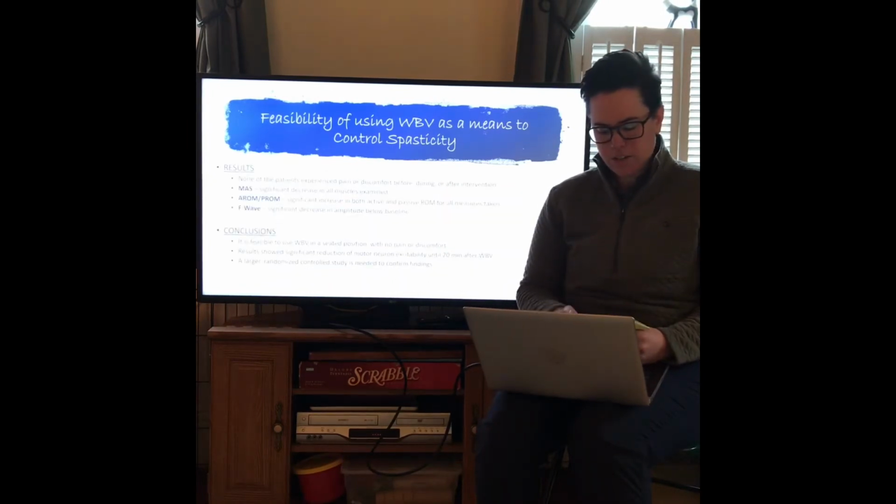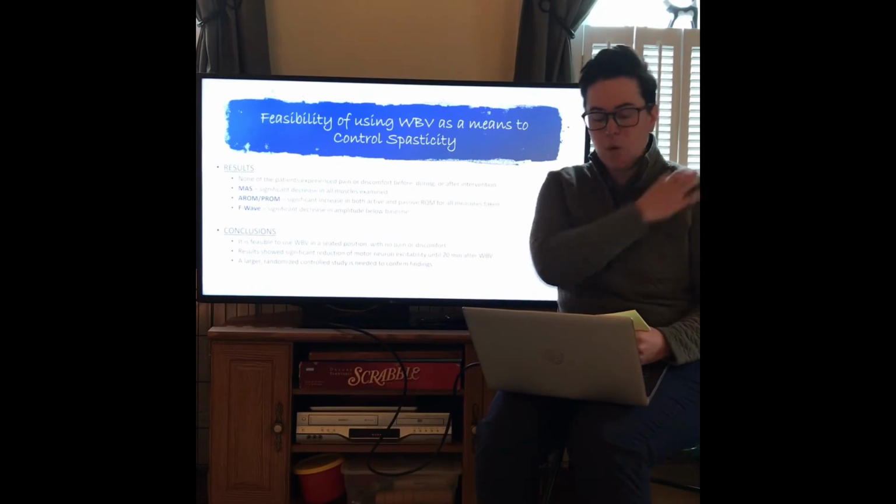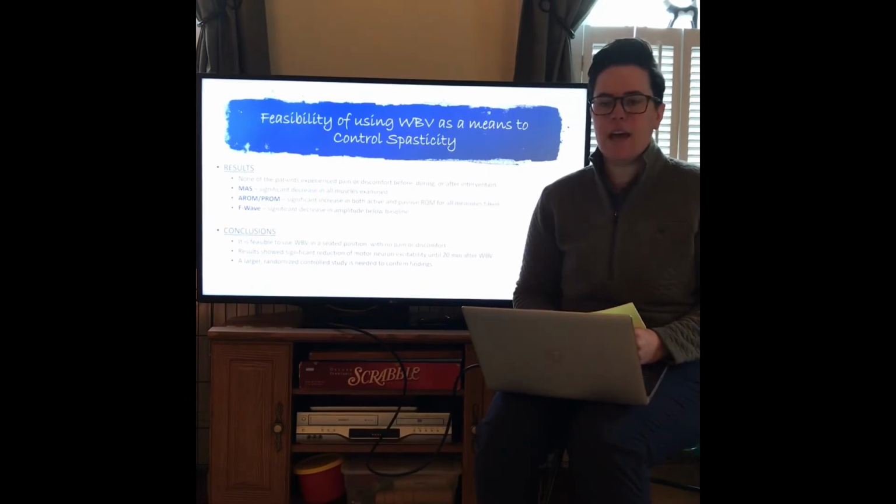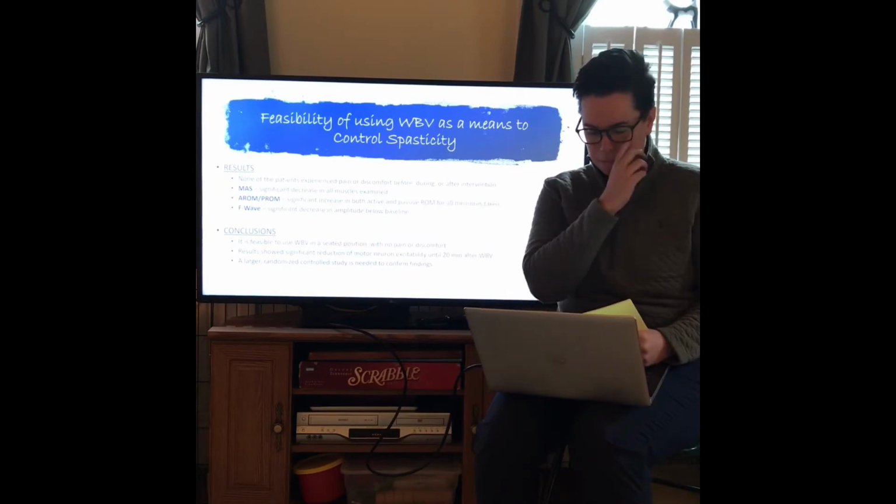The results here showed that there was no pain or discomfort at any point before, during, or after in this seated position. So that's going to show that it is feasible to use whole body vibration in this position for patients that cannot tolerate standing for prolonged periods of time.